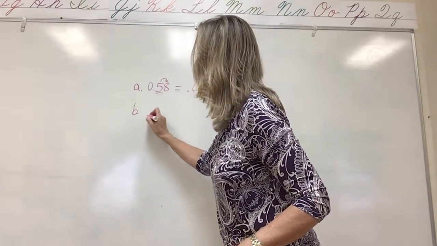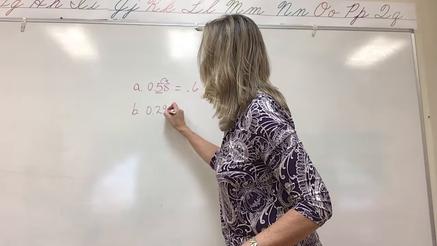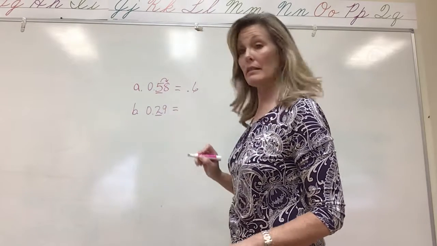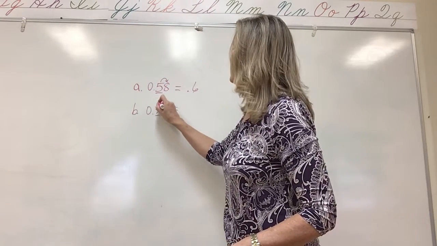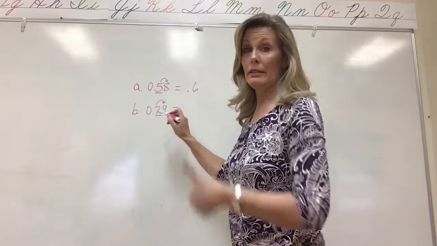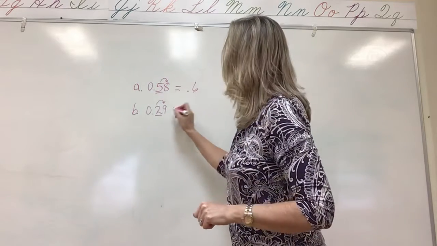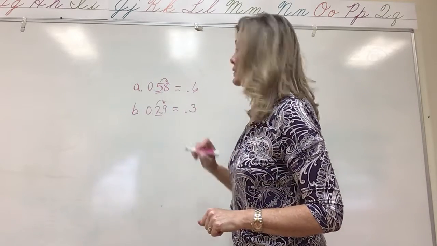Letter B, 29 hundredths. Here's my tenths. Look next door. 9. 5 or more raise the score. 3/10.